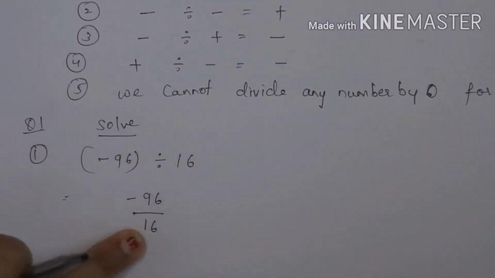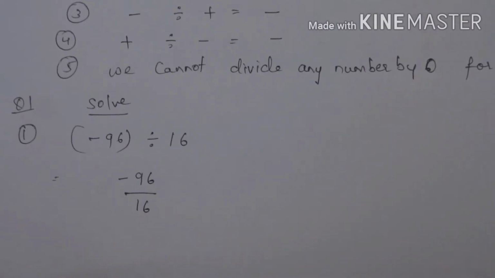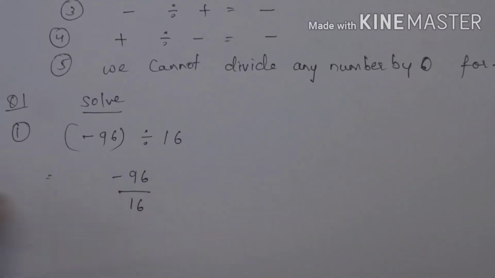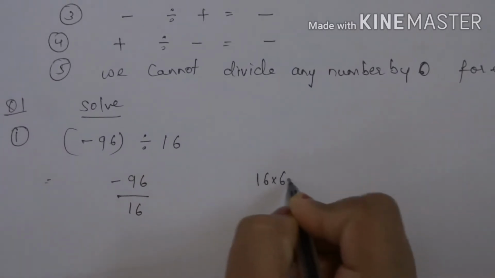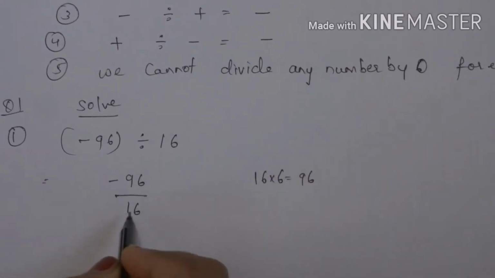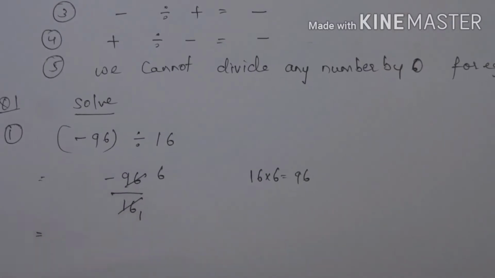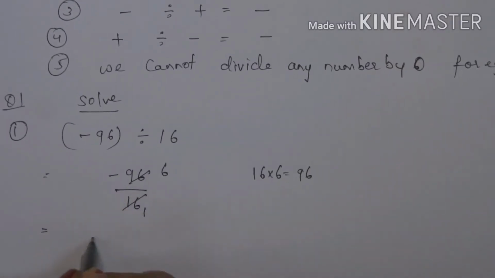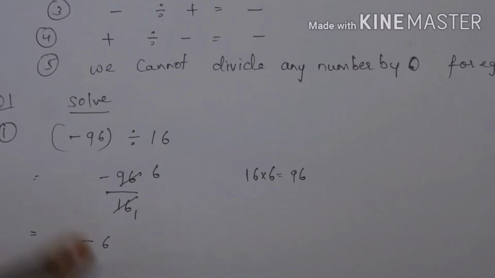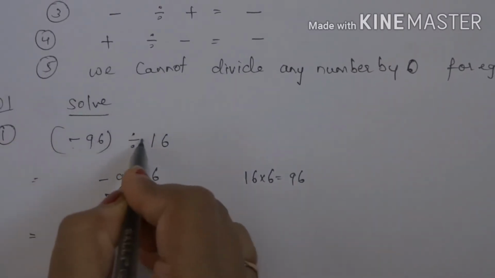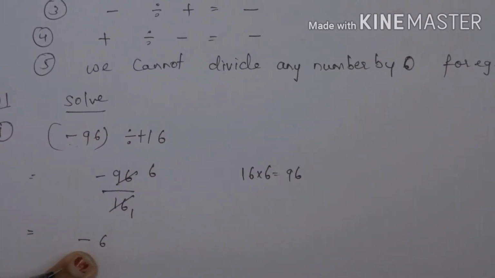First we have to write these numbers in fraction form. Then we have to think of the table in which both the numbers are coming. Now children, in 16's table 96 directly comes. See here children, 16 6s are 96. So we'll cancel it like this. 16 1s are 16. 16 6s are 96. Now what is the answer? Minus 6. In the denominator 1 is there. No need of writing 1. Now about sign. Here minus. Here no sign means it is plus. Minus plus is minus. So the answer is minus 6.